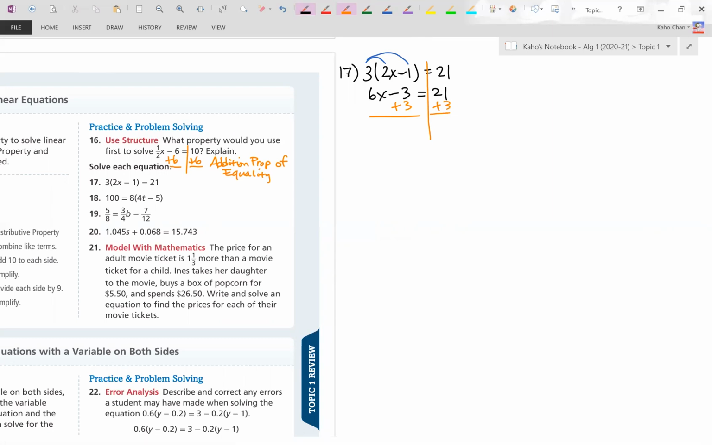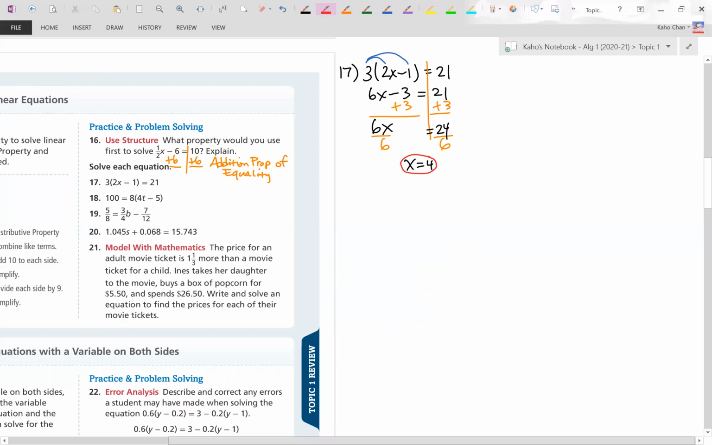Add 3 to both sides, of course. Oh, nice. One more step to get rid of the 6, divide by 6, because 6 is the coefficient. 6x means to multiply. We're going to divide by 6 to both sides. Yay, there's my answer. x equals 4. Next problem.